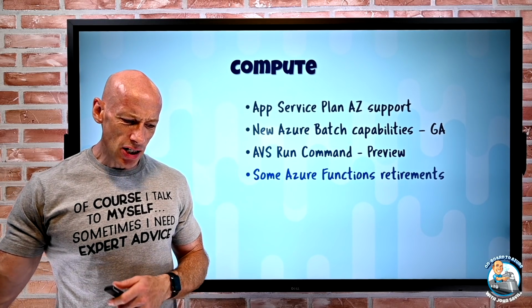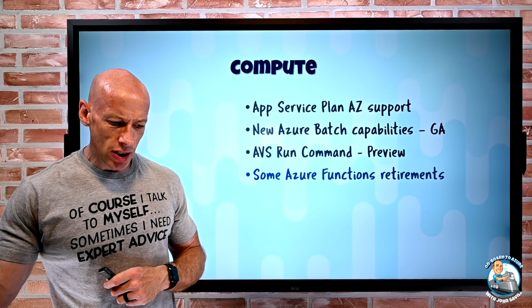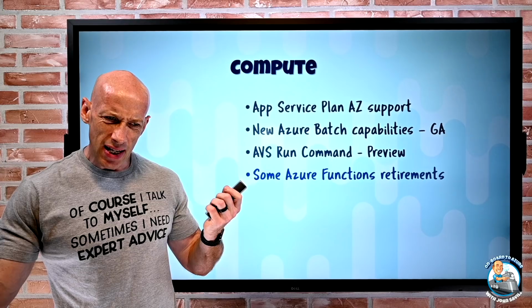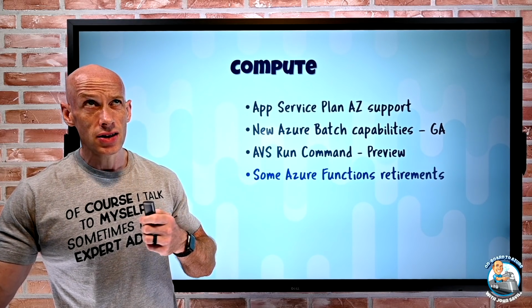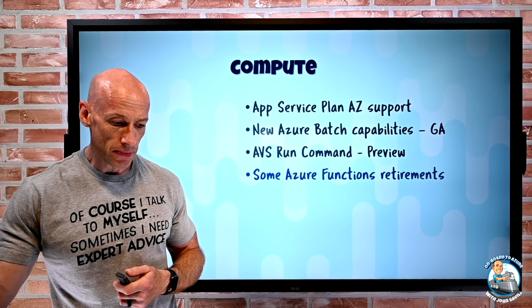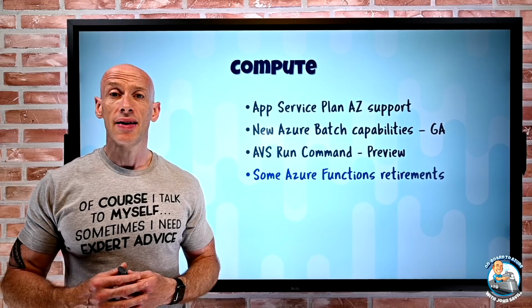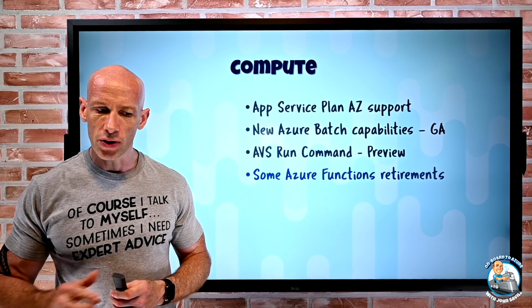There were a bunch of Azure Functions retirements. Node 6 and Node 10 are getting retired. Node 6 is the 28th of February 2022. Node 10 is the 30th of September 2022. Basically, go and move to Node 14. And PowerShell 6 is getting retired the 30th of September 2022. Go and move to PowerShell 7.